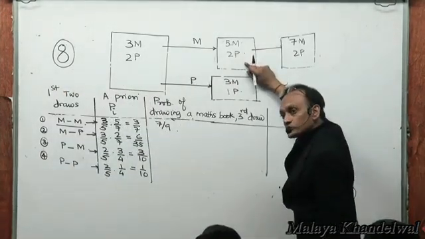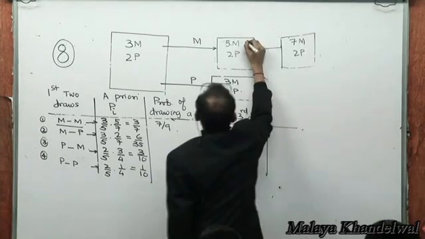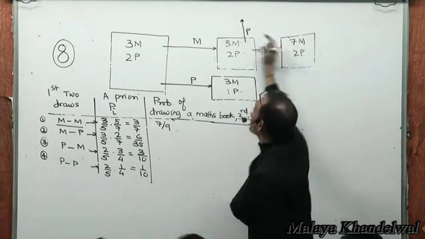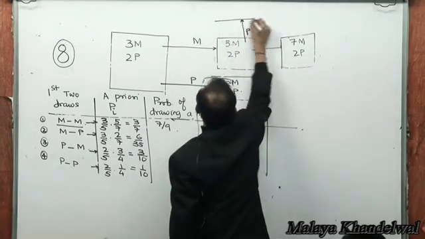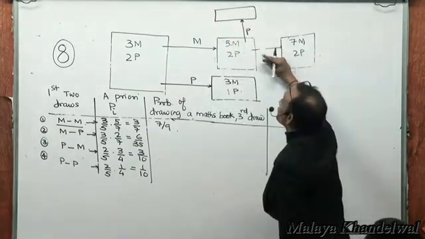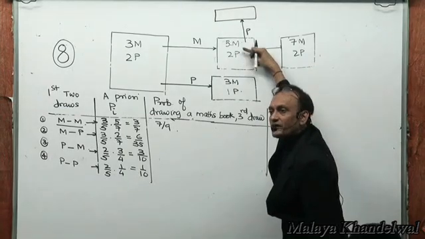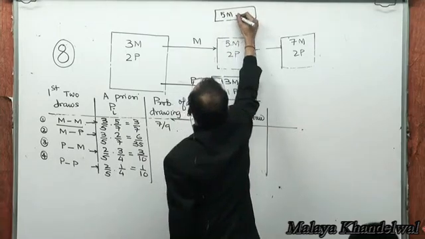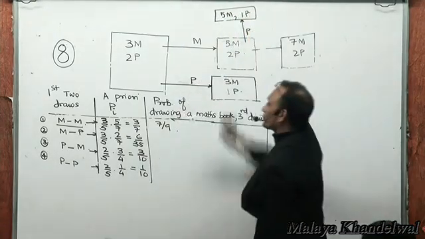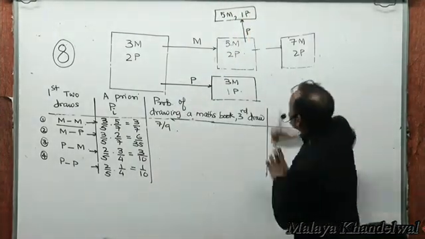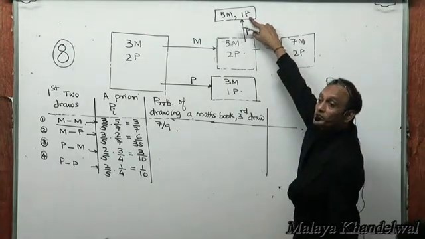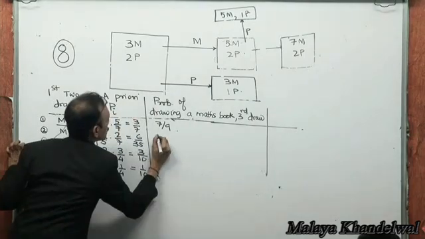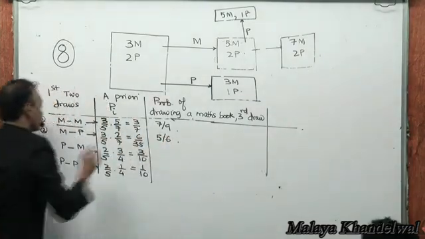Now, maths physics. So this was maths, right? And in this, I draw a physics book. If I draw a physics book from here, what am I left with? 5 maths and 1 physics. Now the probability of drawing a maths book is going to be what? 5 by 6. So that's this third draw, 5 by 6. Yes or no?